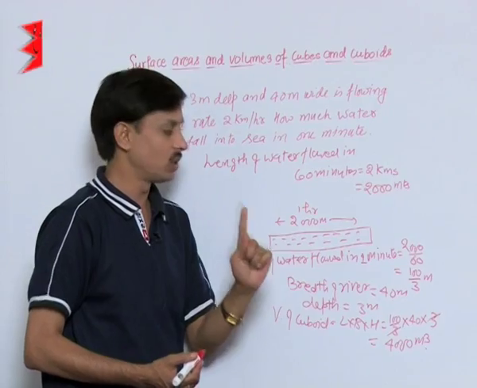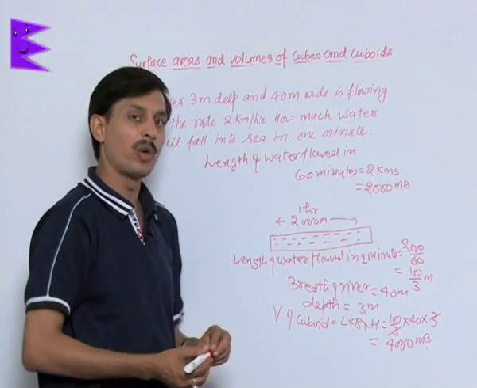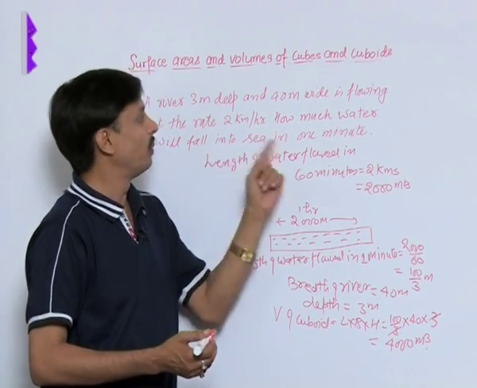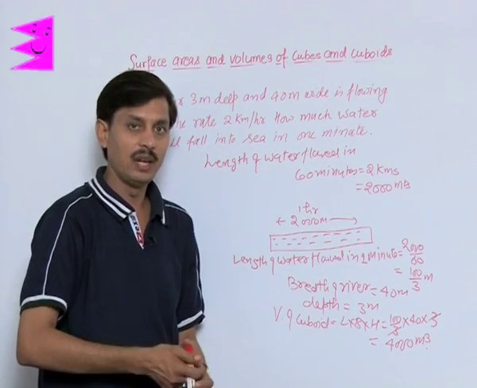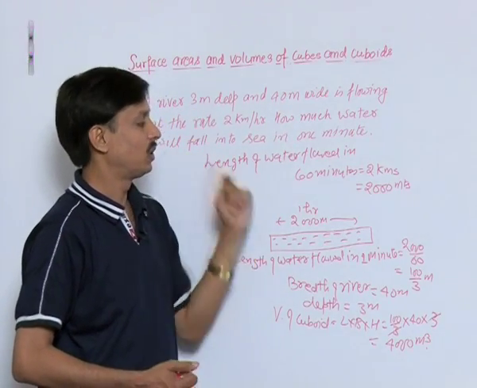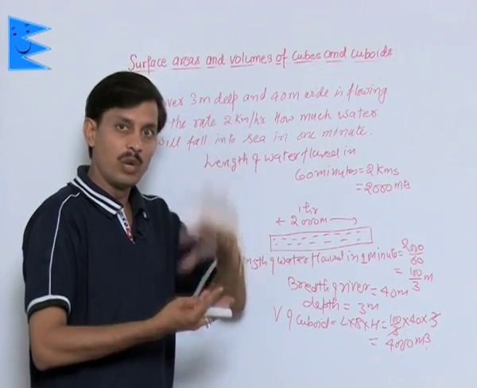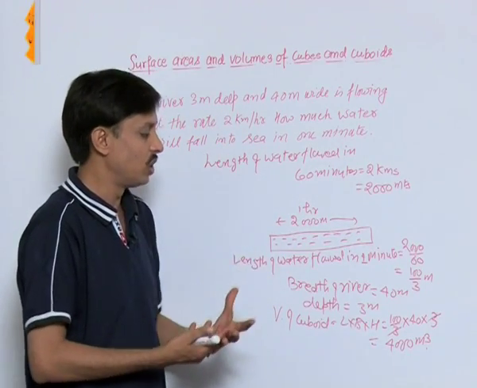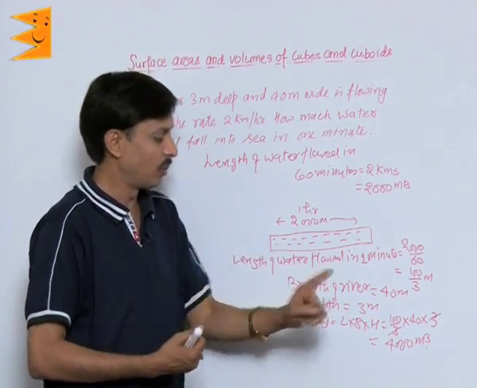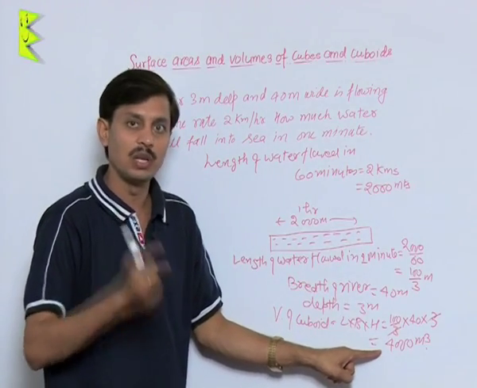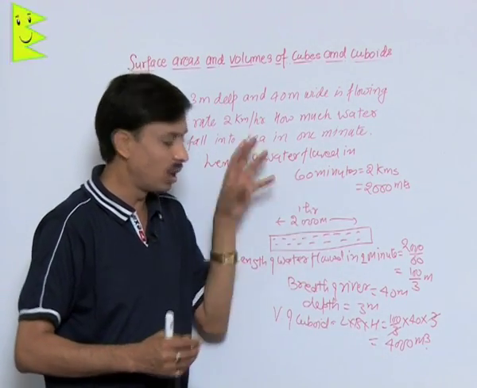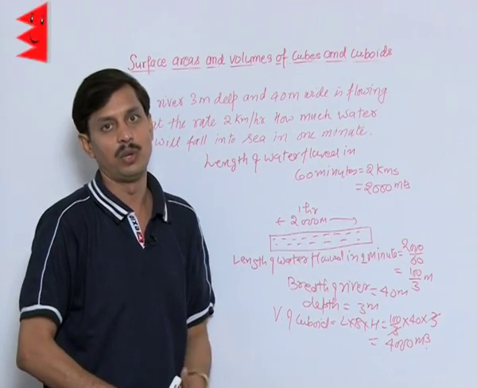Hence the conclusion is, if river is flowing at the rate of 2 km per hour, with width 40 and depth 3 meter, then the water which will be given to sea by the river in 1 minute will be 4000 meter cube, as all details and reasons are given to you.